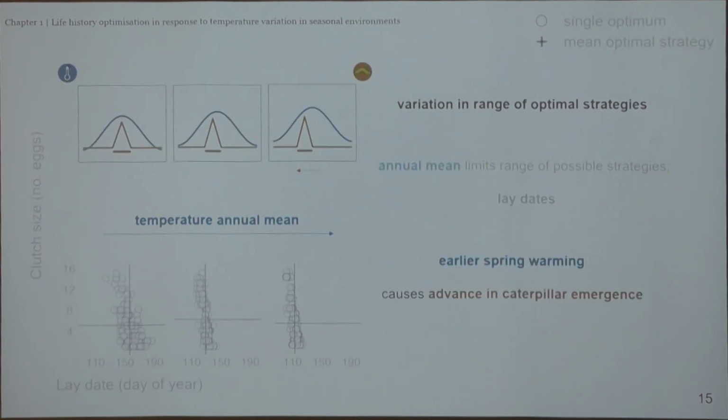And so if we look at what happens in the environment, we see that a higher annual mean just means an earlier spring in terms of advancing the emergence of caterpillars, but the window of caterpillar availability remains relatively similar.